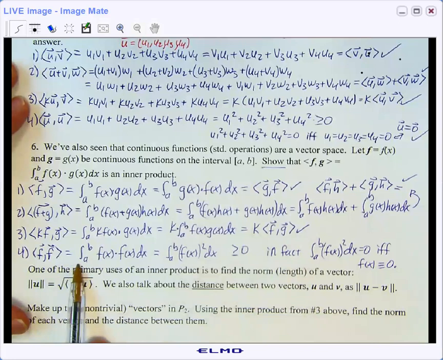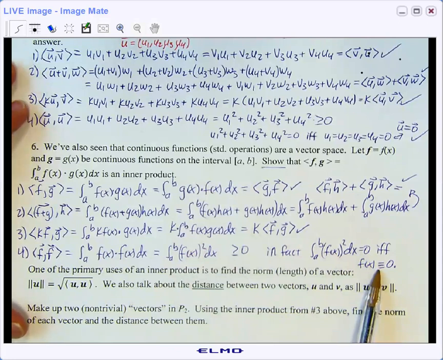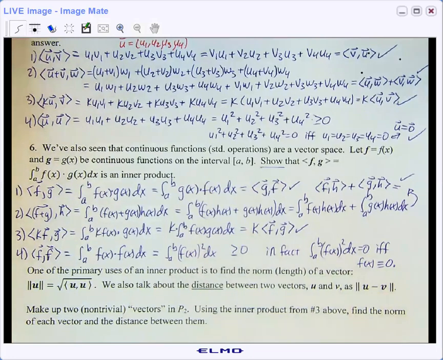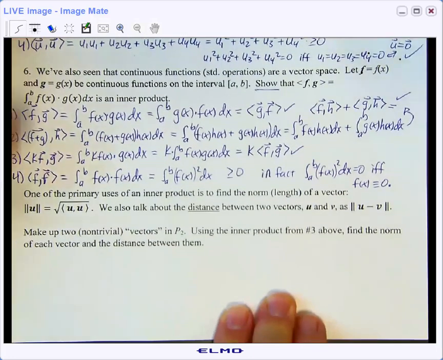And the fourth axiom is also going to work because a real valued function times itself is going to give us a real number. And if it's squared, that real number has to be greater than or equal to 0. And in fact, that will have to be equal to 0 if and only if f of x is always equal to 0.